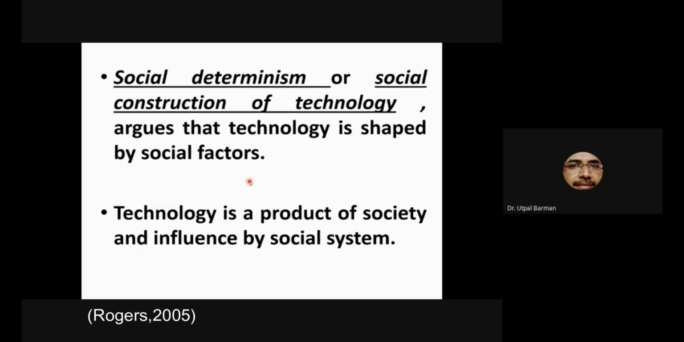So actually society controls the technology. Technology is a product of society and influenced by the social system. You can develop some technology, but you can't introduce all those technologies in society because there is a social system, it controls all the things. Remember these two terms, social determinism or technical determinism.